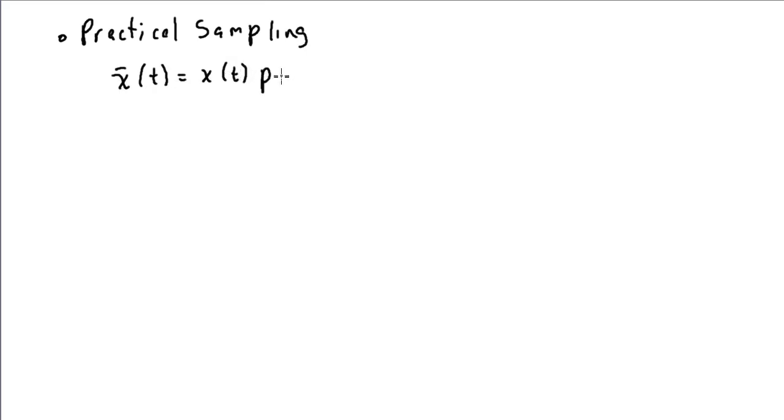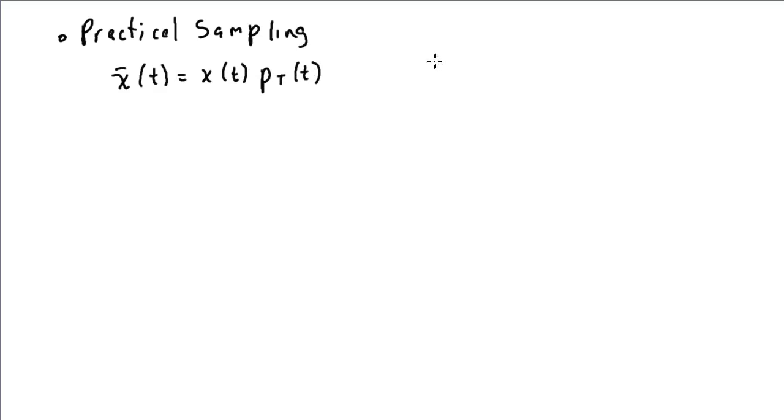Now that we've talked about ideal sampling, let's turn our attention to practical sampling. Here, in the practical sampling case, I'm going to generate a sampled signal by multiplying the original continuous time signal, not by an impulse train, but now by a pulse train.